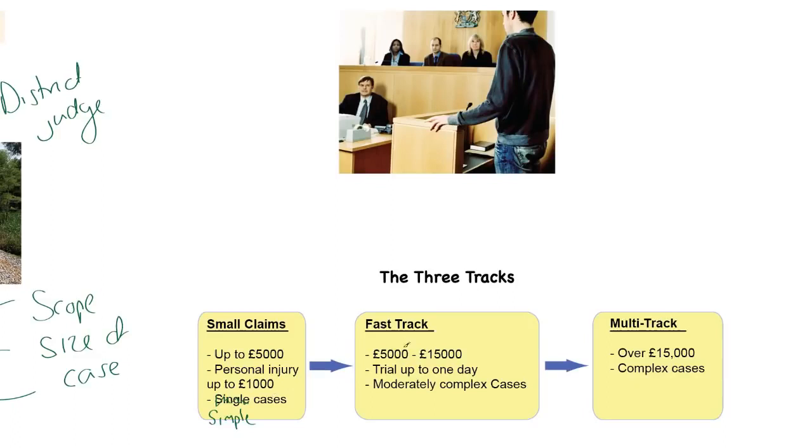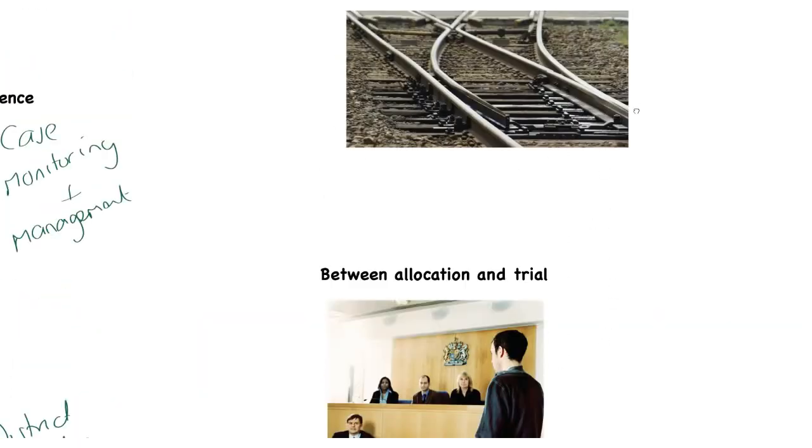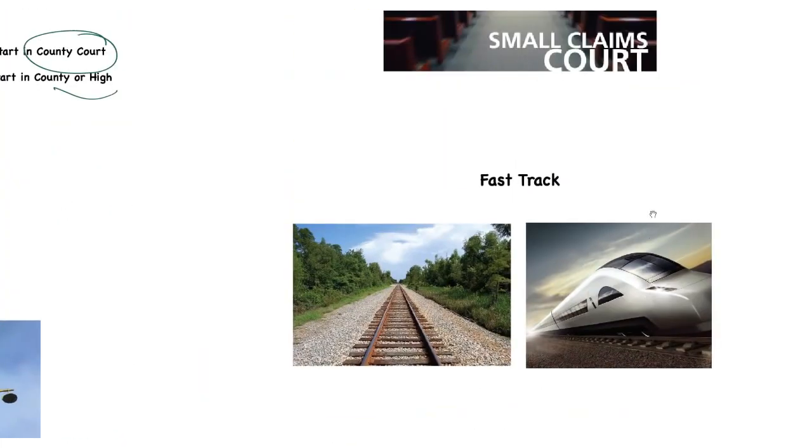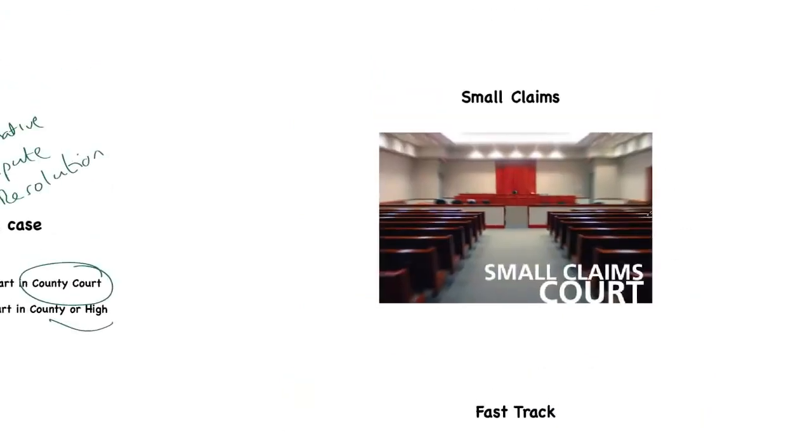Fast track are for claims between £5,000 and £15,000. The trial is likely to take up to 1 day, and they are moderately complex. They're more complex than small claims. And finally, our big cases are called multi-track cases, and they are for claims over £15,000 and can often be very, very complex. We're going to look at each of these in turn for the final part of our video. Let's start with small claims.